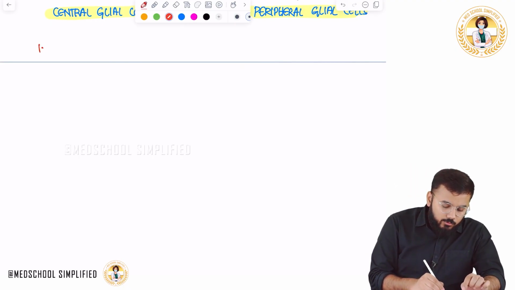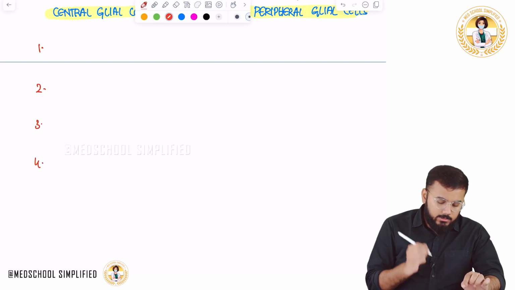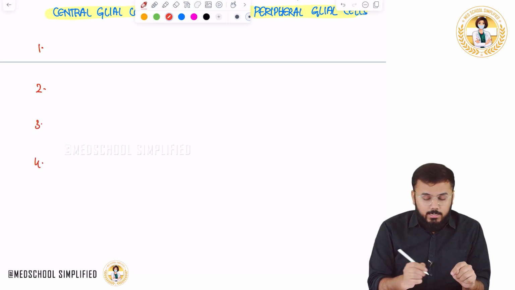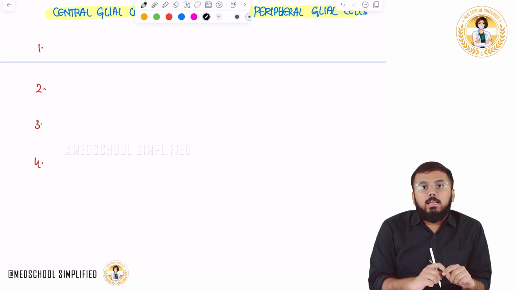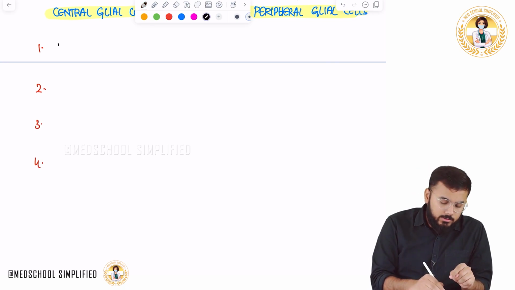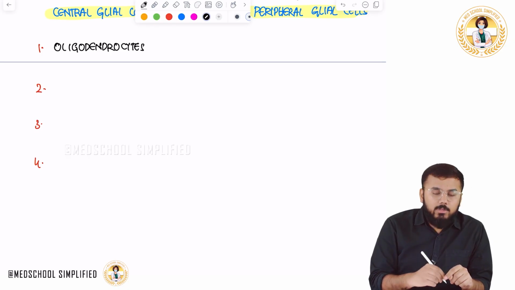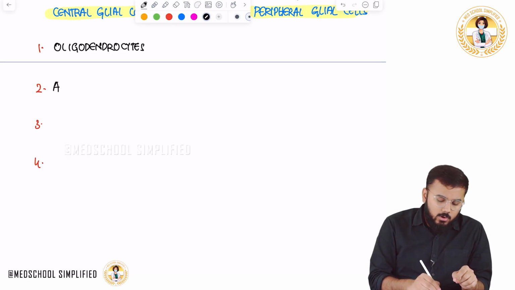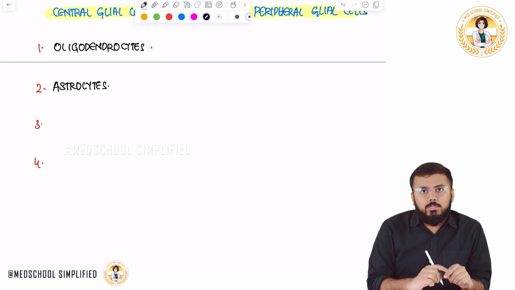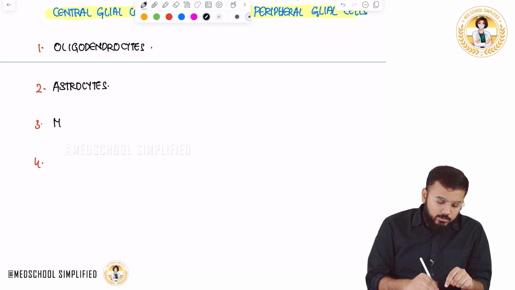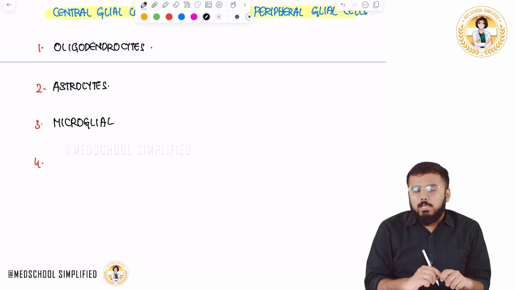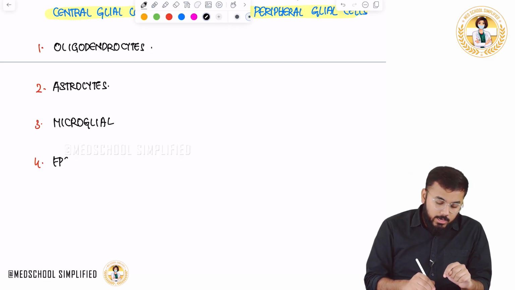Basically we have four important central glial cells. So what are these four? The first important central glial cell is called oligodendrocytes. After oligodendrocytes, the second type of cell is called astrocytes. The third important cell is called microglial cells. And the fourth important cell is called ependymal cells.